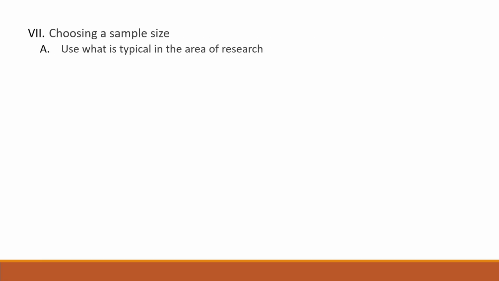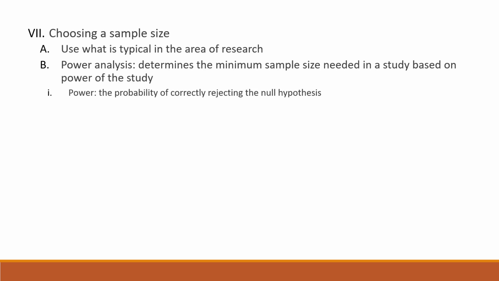So when we talk about choosing a sample size, how do we know how many people we need? First, we can use what is typical in the area of research. You read previous research, find what previous studies have done, and then you replicate that. But we can also be more thoughtful with how we choose our sample size by using what's called a power analysis, which determines the minimum sample size needed in a study based on the power of the study.